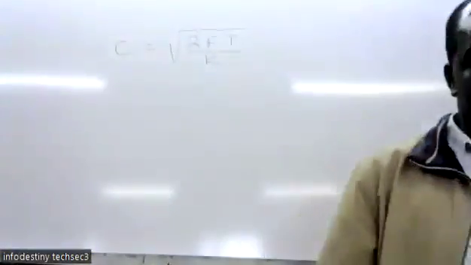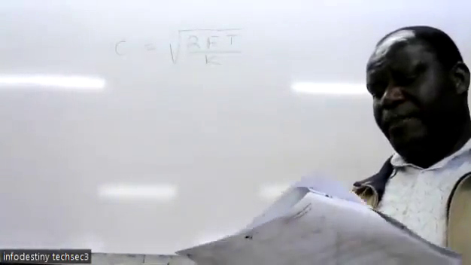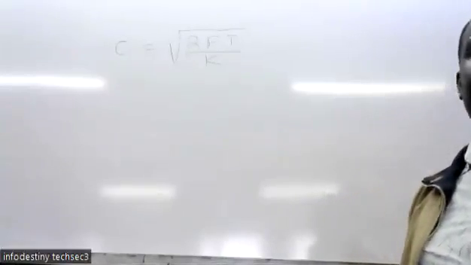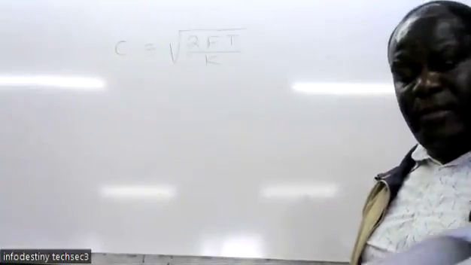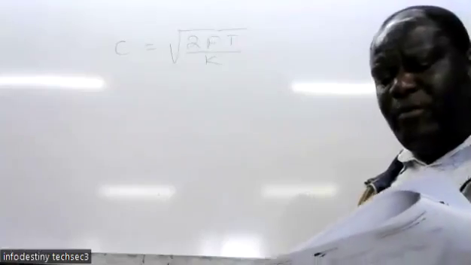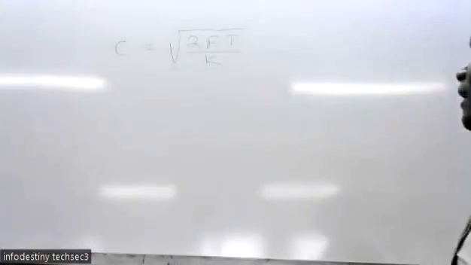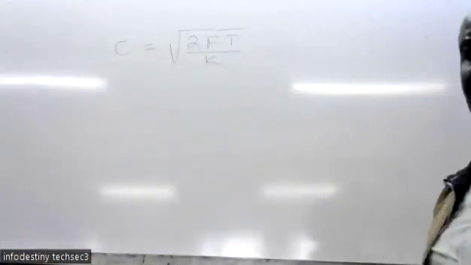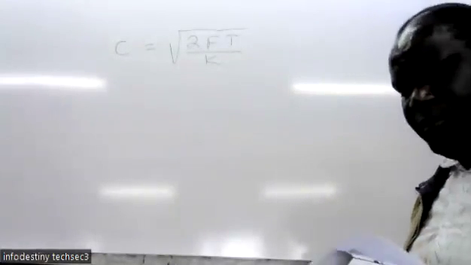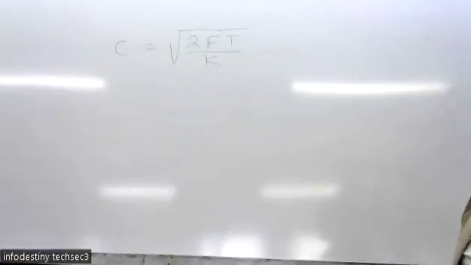2FT divided by K. Where in the handout, K is the interest rate on the marketable security. C is what they are referring to as the optimal cash balance. F is the fixed transaction cost of selling the marketable securities per transaction.